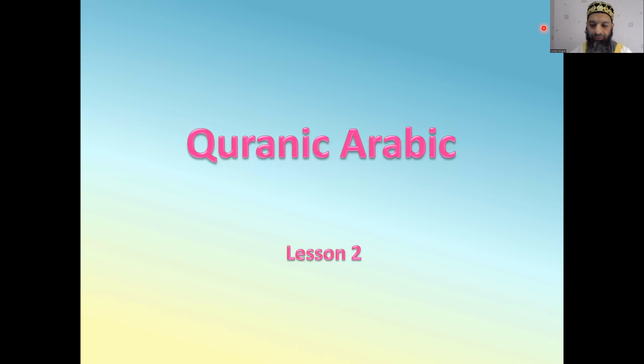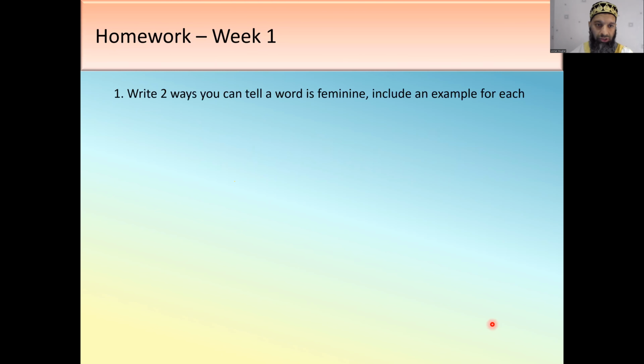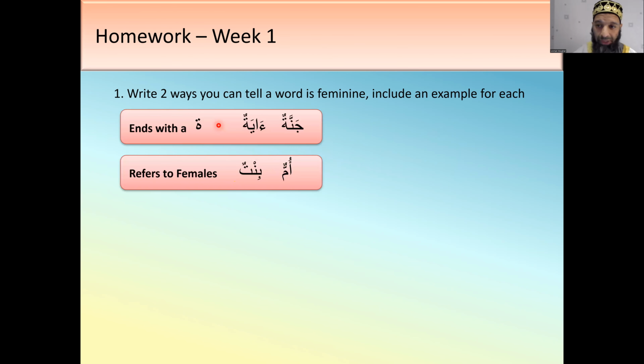Right, so let's start. Bismillahir Rahmanir Rahim. We're going to go over the homework first, inshallah. Question 1 was, write 2 ways you can tell a word is feminine. Include an example for each. I just took them out of the slides. All the information should be contained within the slides that are within your booklet.